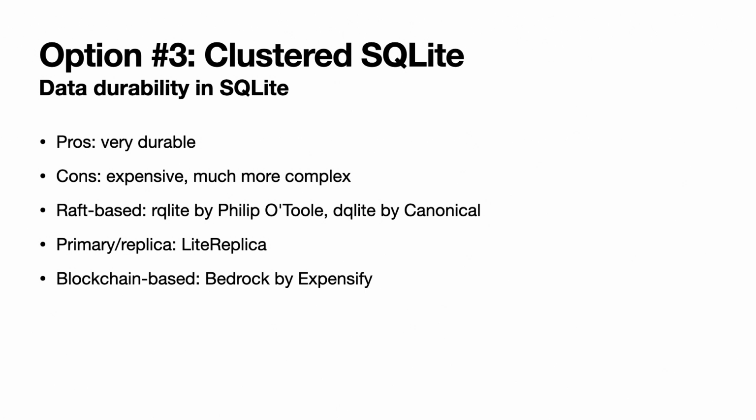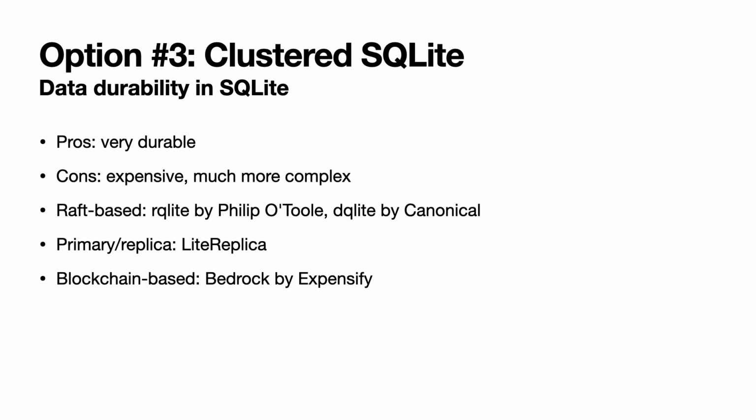And these kind of get split out into a few different types. We have Raft-based. So Raft is a distributed consensus protocol. etcd uses Raft, for example. rqlite, which is SQLite, was written by Philip O'Toole, and that's a great option. He's done a great job with that. Canonical also wrote their own implementation of a distributed SQLite called DQLite.